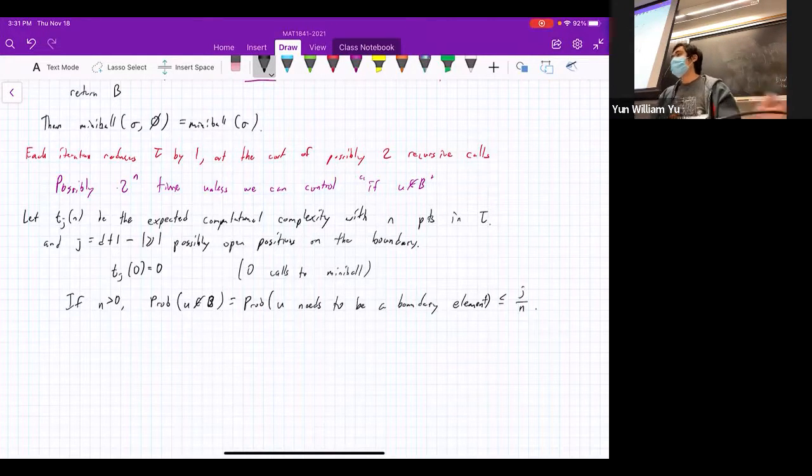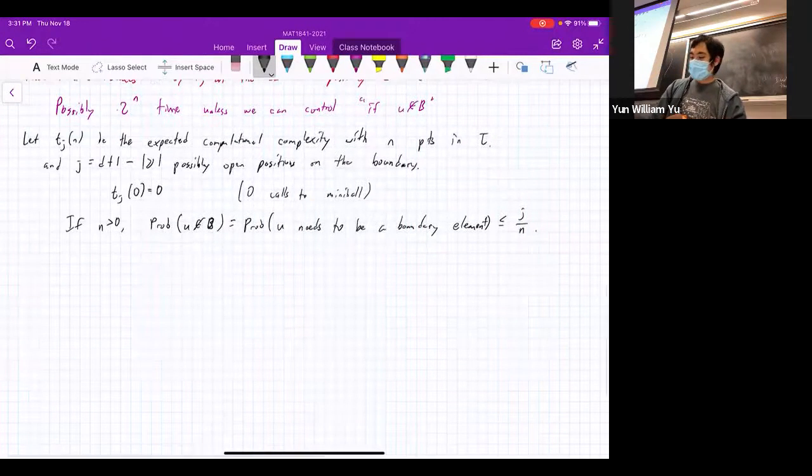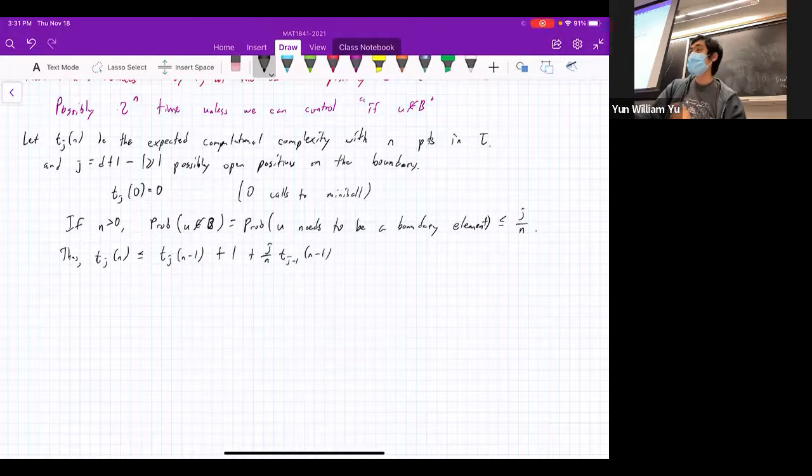Yeah, right? So this is less than or equal to j over n because you have j different positions and you're randomly picking stuff. And so clearly you're going to pick a boundary element with probability j over n. Actually, I think this might be equal, but it's certainly less than or equal to. Plus t_j(n) is less than or equal to t_j(n-1) plus 1 plus j over n times t_{j-1}(n-1). Why is that?